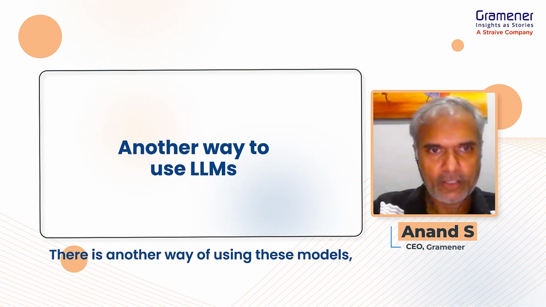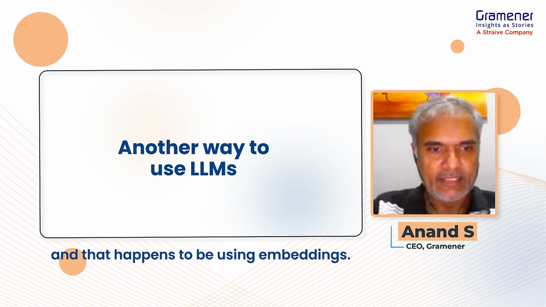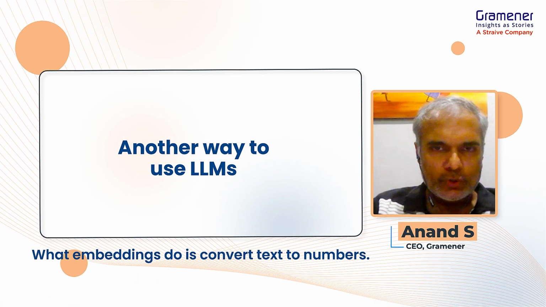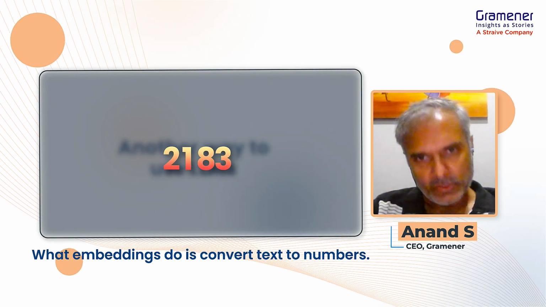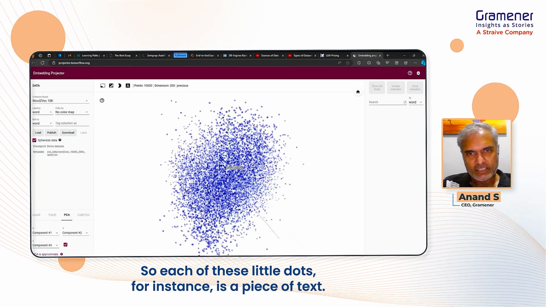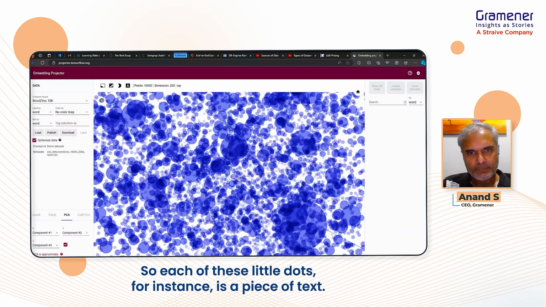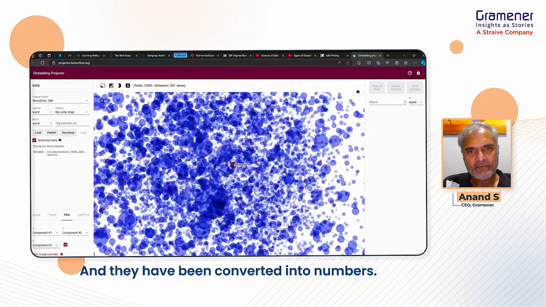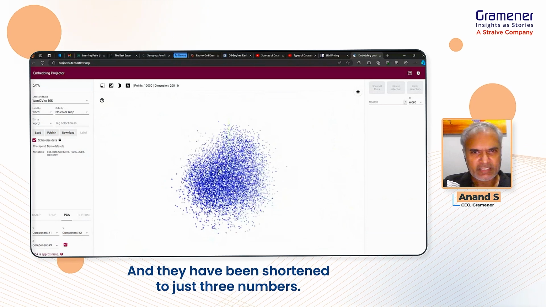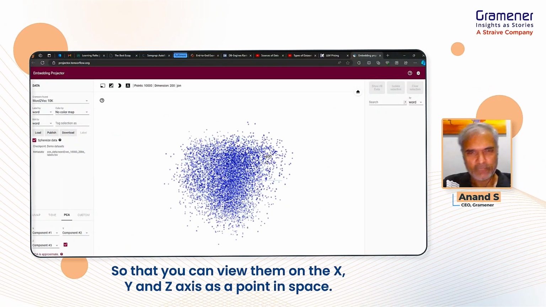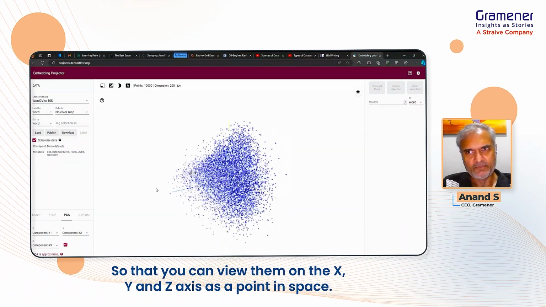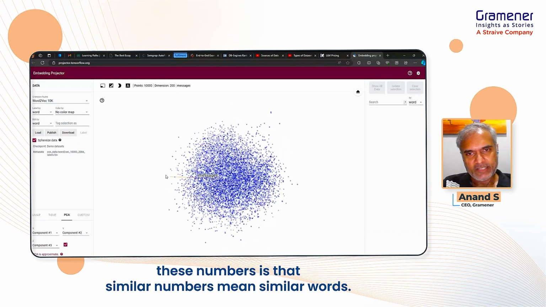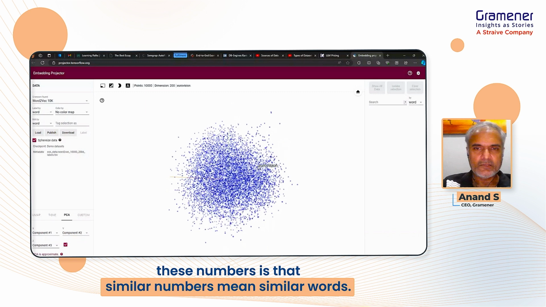There is another way of using these models, and that happens to be using embeddings. What embeddings do is convert text to numbers. So each of these little dots, for instance, is a piece of text. So this is Ma, this is homepage, this is Dewey, and they have been converted into numbers, and they've been shortened to just three numbers so that you can view them on the X, Y, and Z axis as a point in space. Now, the interesting thing about these numbers is that similar numbers mean similar words.